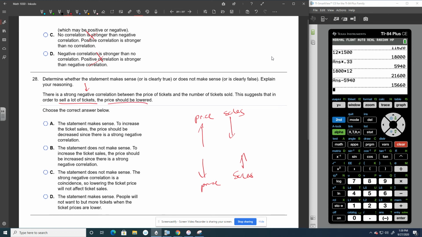So the statement makes sense. To increase ticket sales, the price should be decreased since there is a strong negative correlation. You can read these others to see why they don't make sense. I'm not going to read them to you.